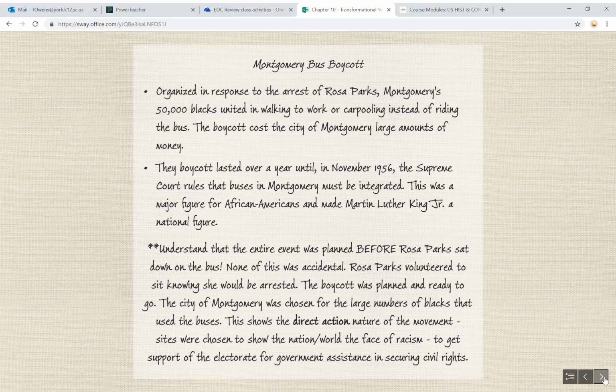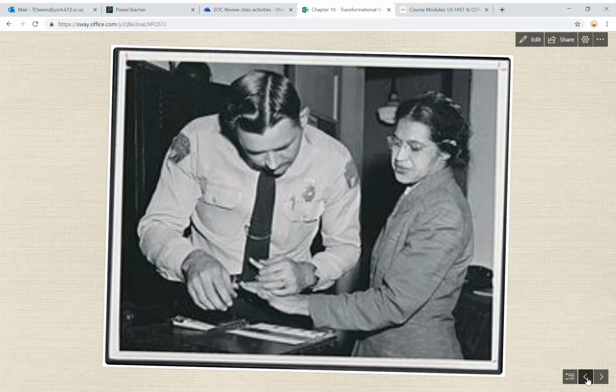This was planned. And if you look right there where it talked about the direct action here, Rosa Parks was a member of the NAACP, and she did volunteer to sit down and to not get up. They jumped into action the next day. They were ready. They knew she was going to sit down. Why her? Why not anybody else?